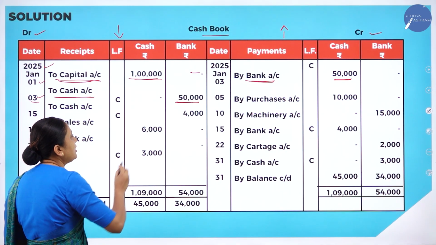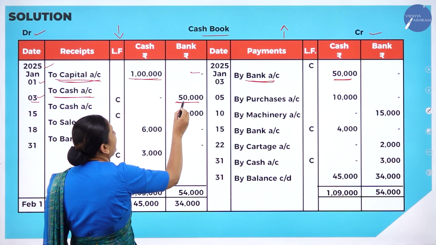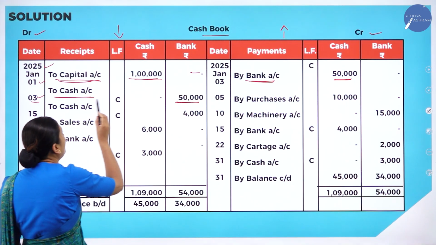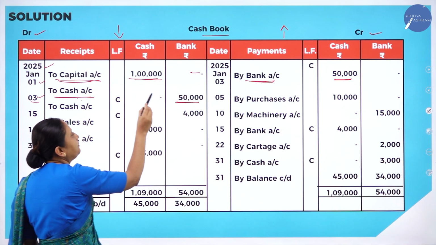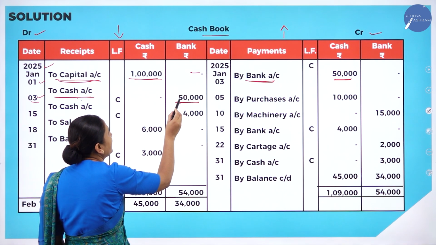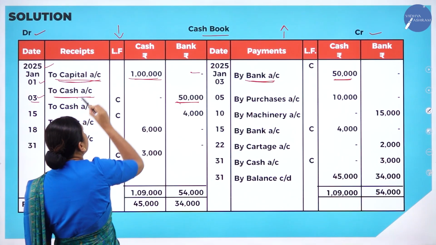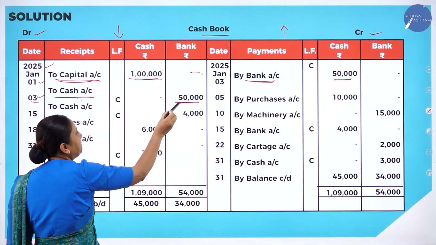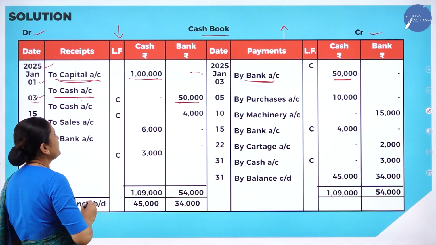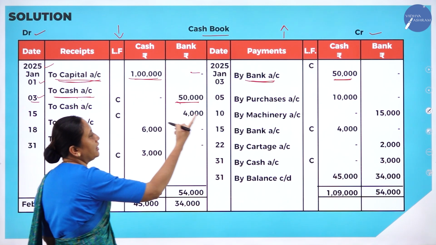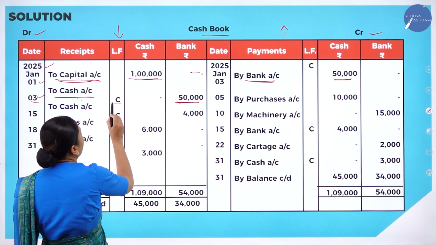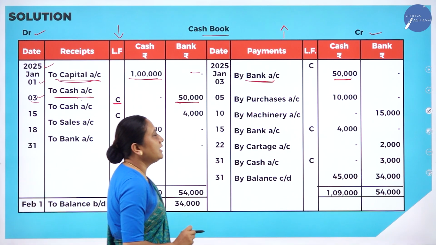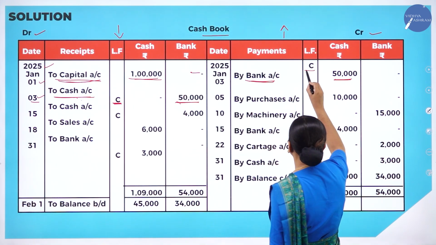Why? Because the 50,000 bank balance is increasing. How? We are depositing cash. That is why we are depositing cash and the bank balance is increasing. Cash is coming into the bank. That is the meaning of this. So this is a contra entry, right? There also we have made an entry. Here also we have made an entry. So that is why we will denote it by the letter C in the LF column.